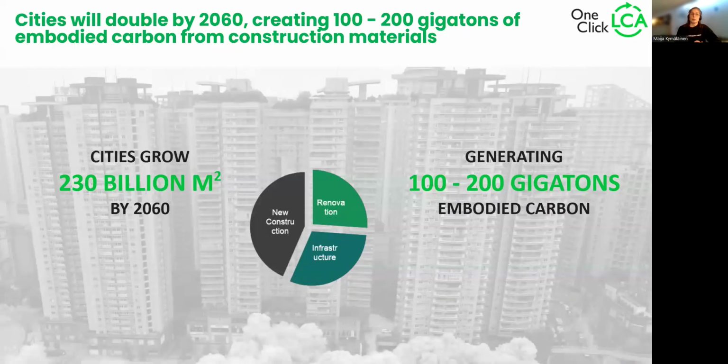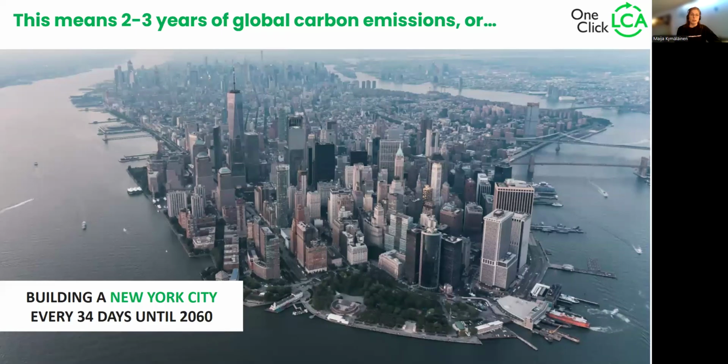And it has been forecasted that cities will double by 2060, so meaning that the floor area in cities will double. And this creates up to 200 gigatons of embodied carbon from construction materials only. And this means about 3 years of global carbon emissions, or building a New York City every month until the year 2060. So you can just imagine the quantities of concrete and steel that goes into those buildings.